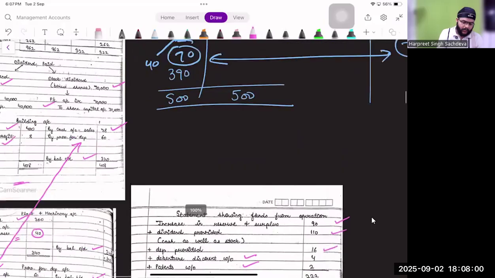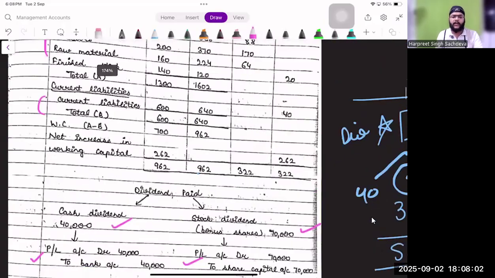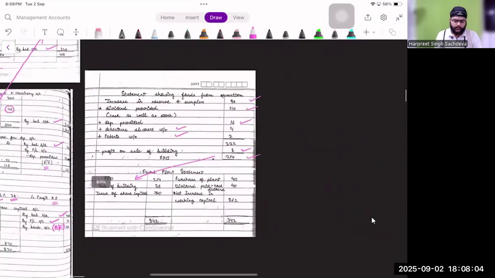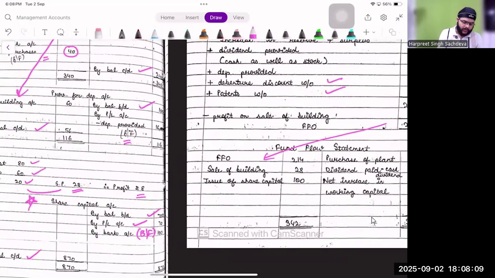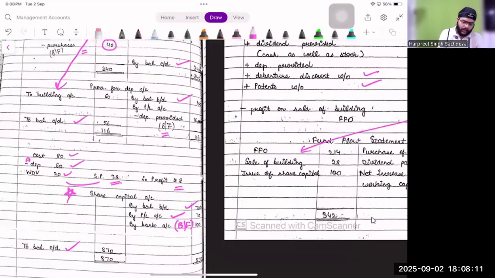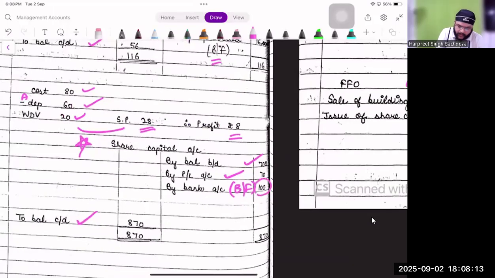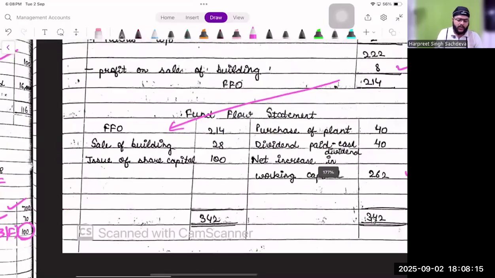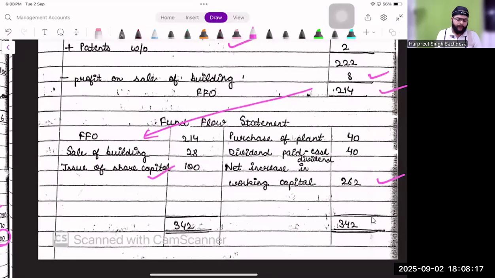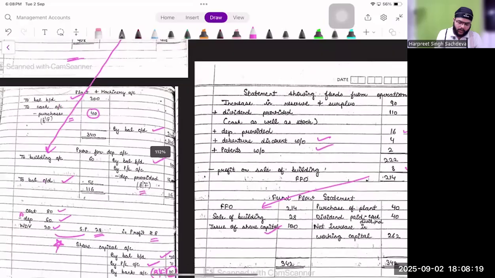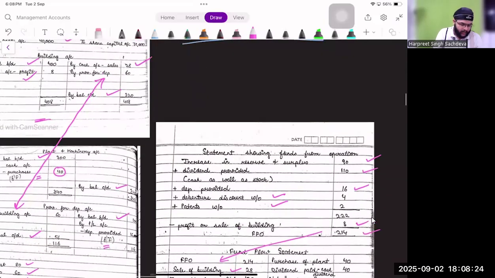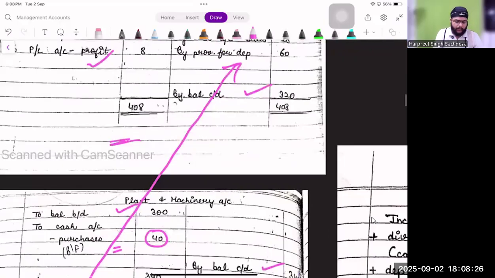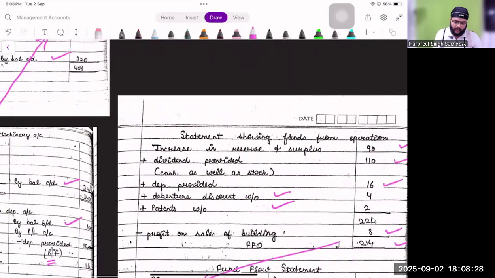Working capital you will check out. It was increase in working capital. So on the application side, then you will refer the accounts. Issue of shares. Issue of shares will be from 100 rupees only, ordinary shares, not the bonus shares. Then building account, you will get sale of building and purchase. Sale of building, yes, only. Plant and machinery, you will get a purchase.